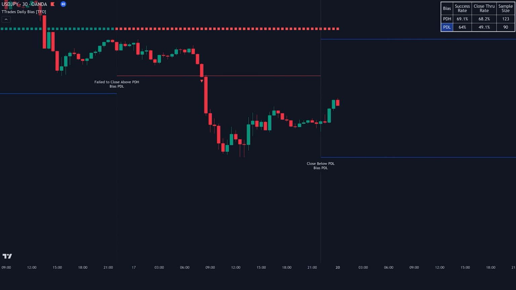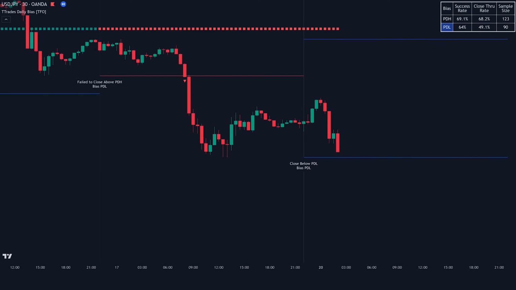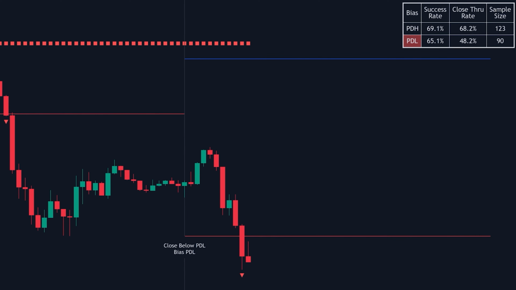If a bias is determined for a certain level, its cell starts as blue and turns red when the level is traded through. It also shows the success rates of price hitting and closing through these levels, along with the sample size of data collected.